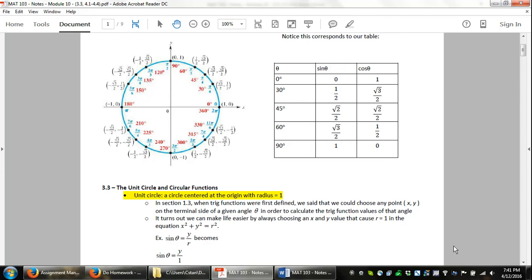Okay, this is the video for 3.3, the unit circle and circular functions. To start off with, I've got the unit circle drawn out for you. I've got a separate video about how to construct that. If you haven't watched that, you can pause this and watch that.